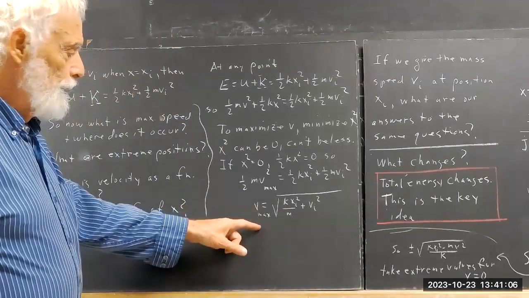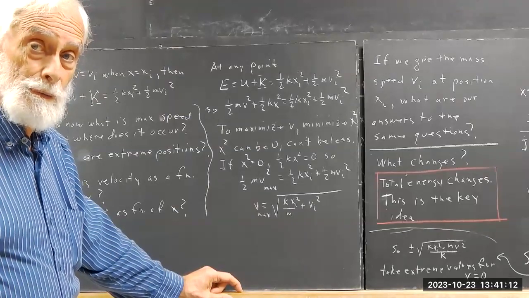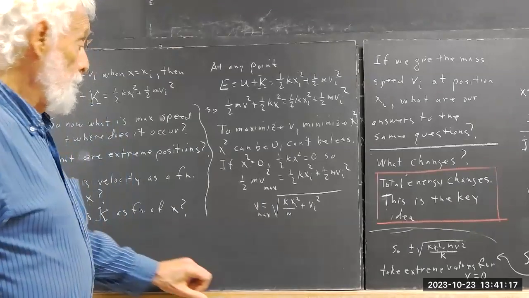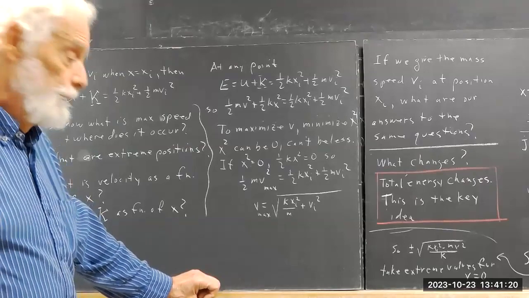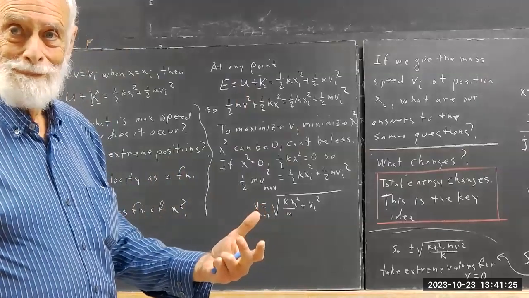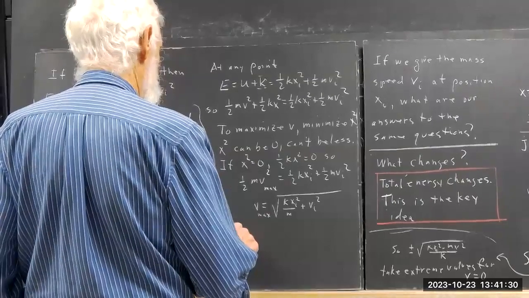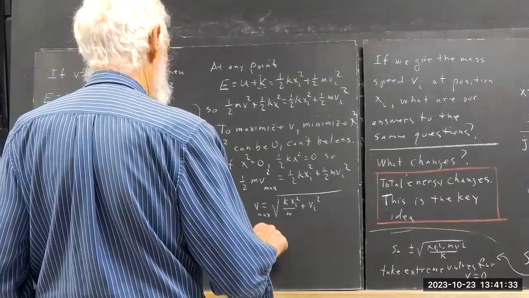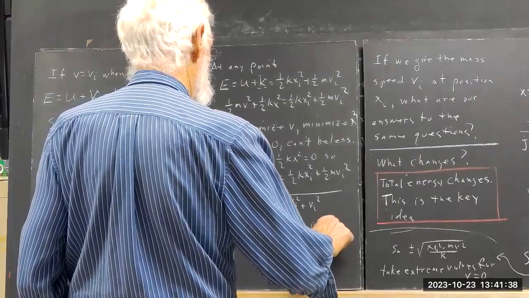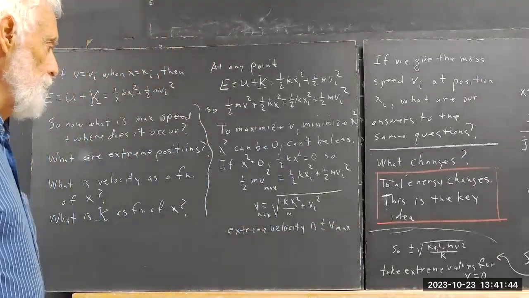Since we're trying to find the maximum of V, which is a scalar product, officially V has to be non-negative because it's a magnitude of a vector, but we kind of gloss that over. Okay, so the extreme velocity is plus or minus V max.